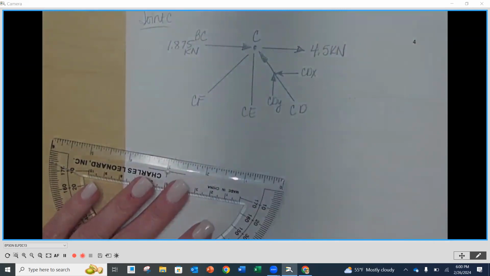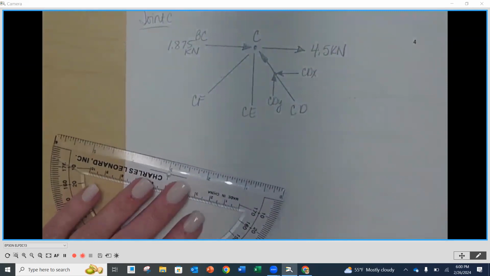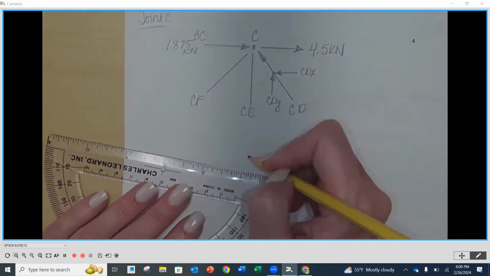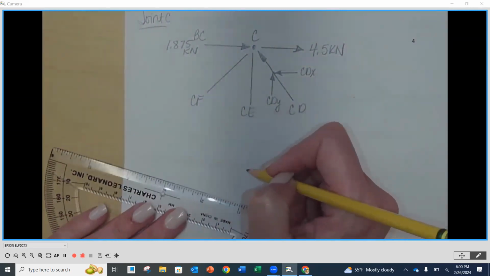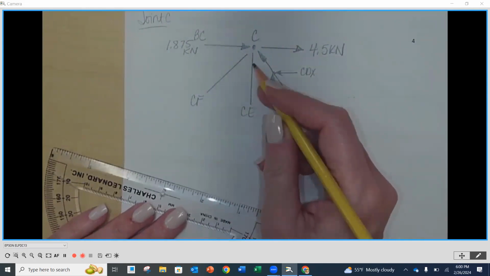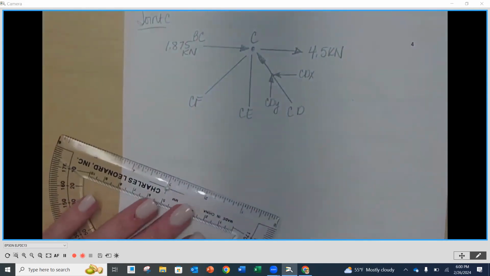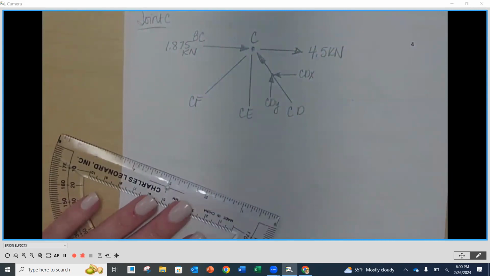Force the 13.5. Yeah. No, I don't have it at CE. There's no force coming down at, but I'm not to E yet. E is down here, physically down here. This is just a line connecting the two. So that's on the joint that's at E. We're at C right now.